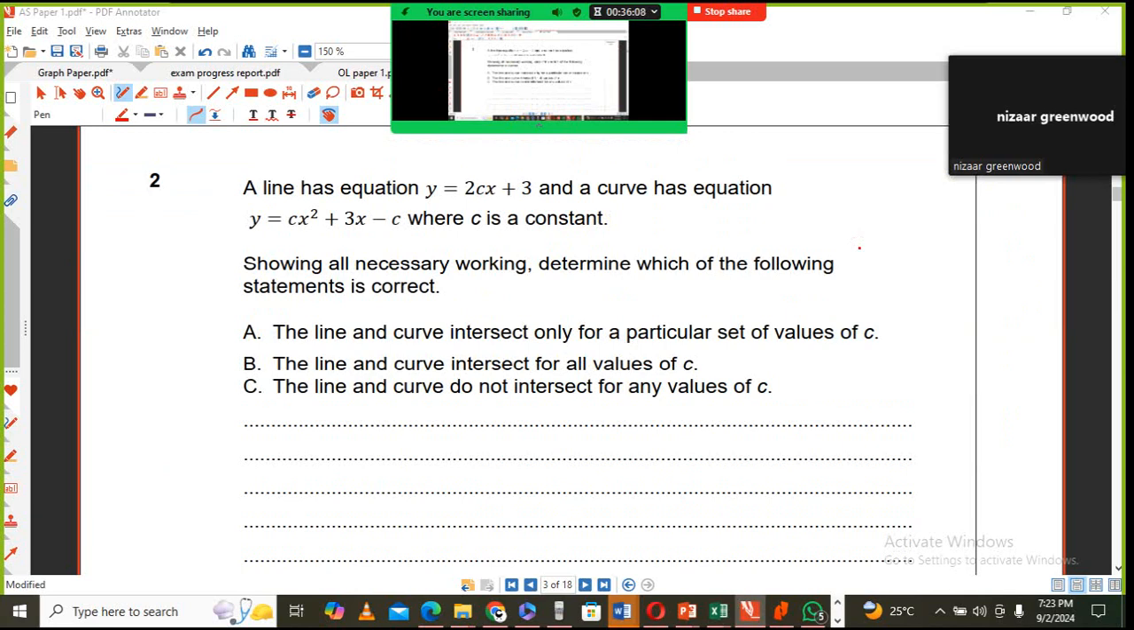Question 2. What are you supposed to do here first of all when you get stuff like this? Is it the discriminant? Yeah, it is the discriminant.